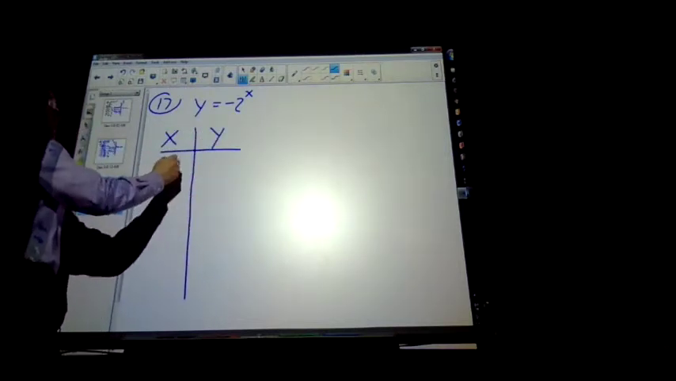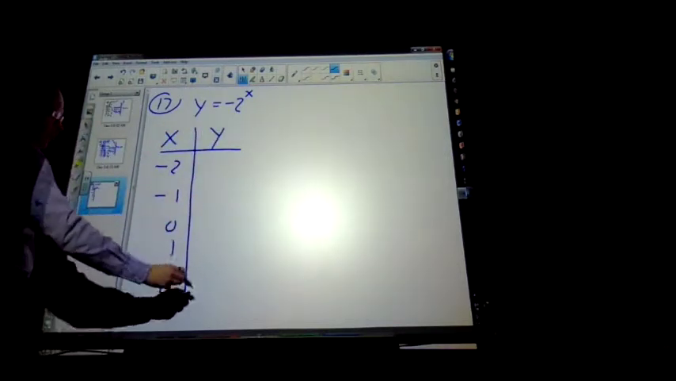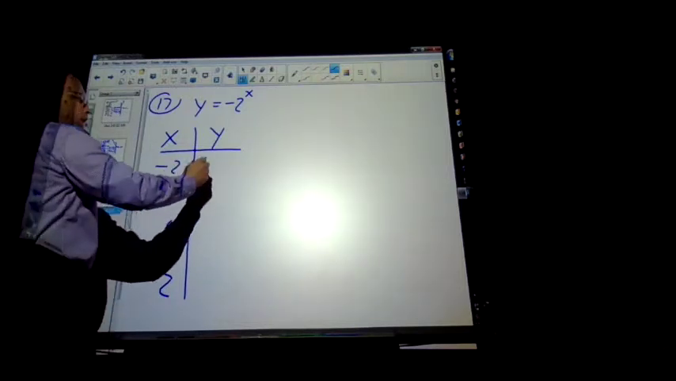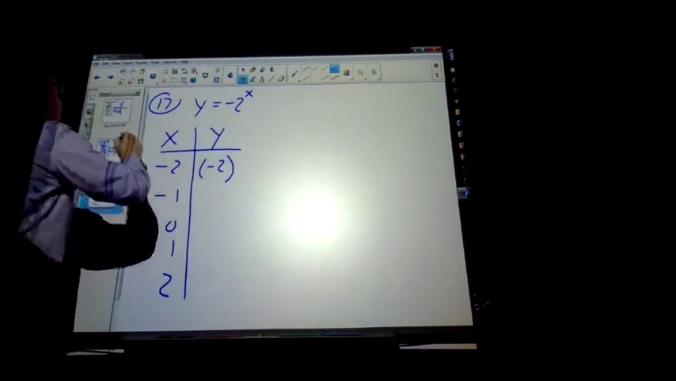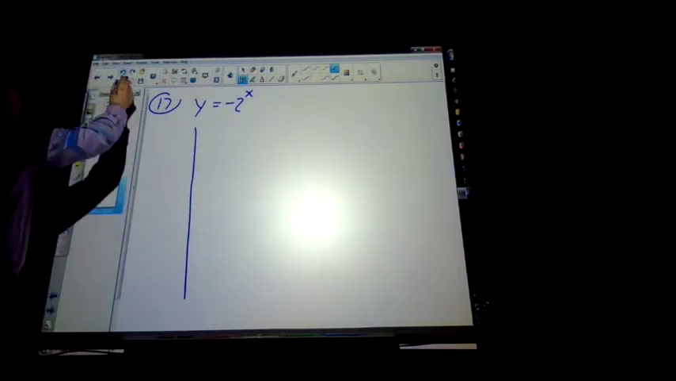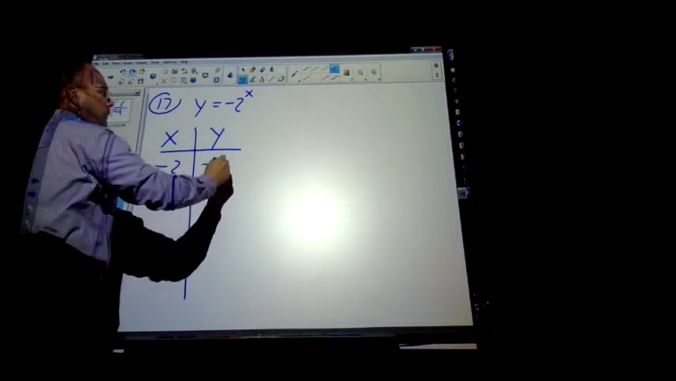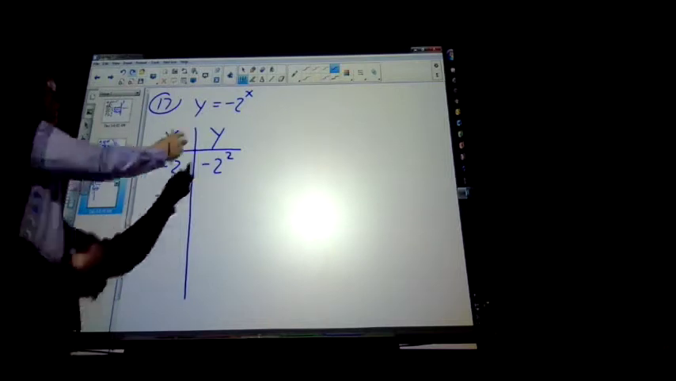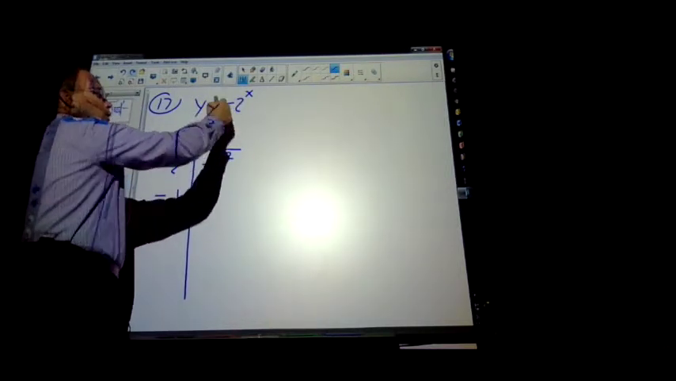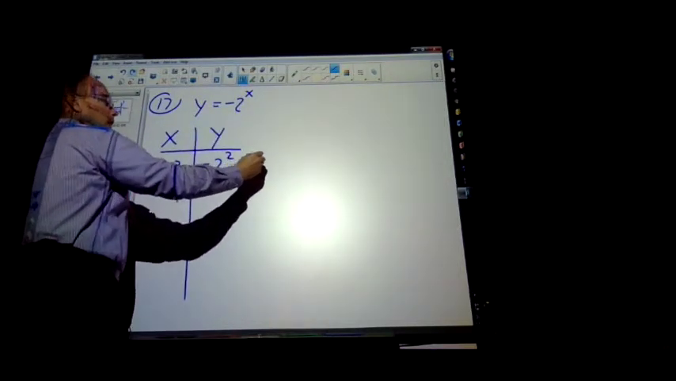So x, y, so again I'm going to use negative 2, negative 1, 0, 1, and 2. So I have negative 2 to the second. What is negative 2 to the second? Like that. Negative 4. Why is it negative 4 and not positive 4? So this negative is going along with the 2, but it's not grouped with it. So this is going to give me an answer of negative 4.